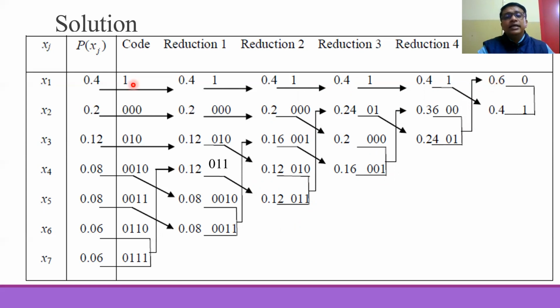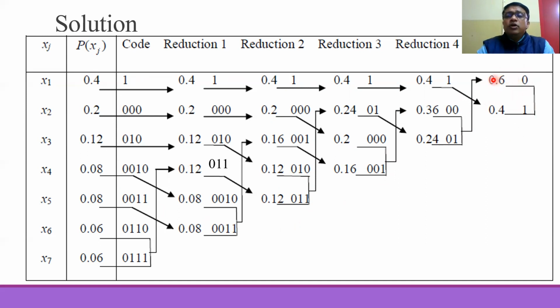Once we have done this, this is completed. Now we have to start the coding process. And as we have said, we will start the coding process from the last reduction step. So this is the last reduction over here, and we will place a 0 on the top one and 1 on the bottom one. So this is 0 and this is 1.